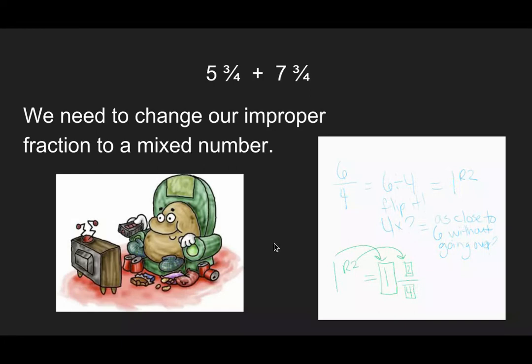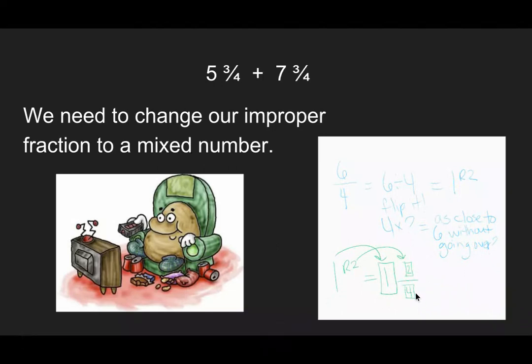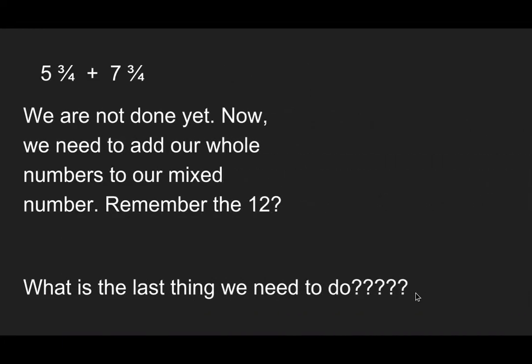Okay, so now we've successfully changed our improper fraction to a mixed number. So now what? A lot of kids are going to tell me that 1 2/4 is my answer. Why is that? They're forgetting about our whole number that we added before. So there's one more step we need to do in order to be done with adding these two mixed numbers. So we are not quite done yet. Now we need to add our whole numbers to our mixed number that we just changed.